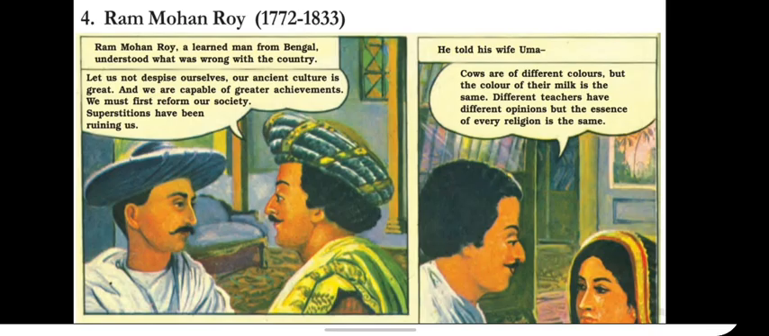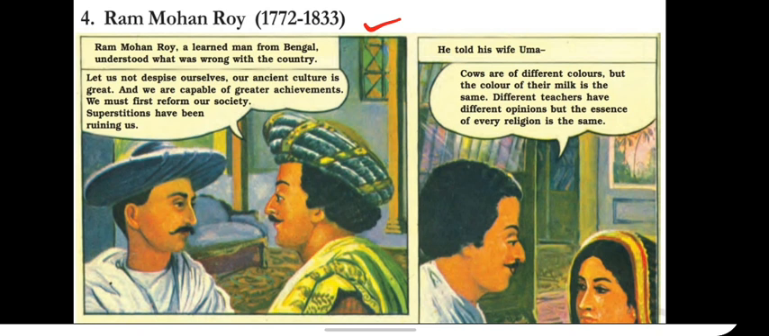Okay, fourth part, Ram Mohan Roy. During such time, there were different martyrs, different intellectuals. Intellectual means a person who has high academic skills. Ram Mohan Roy lived from 1772 to 1833.